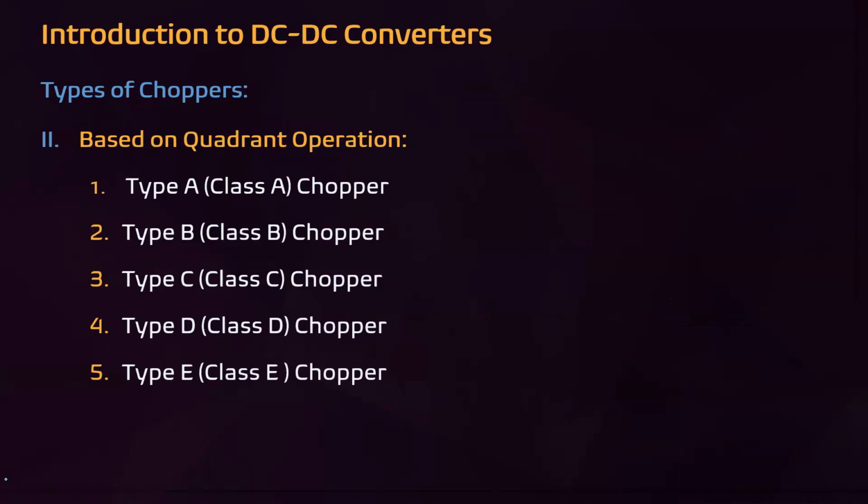Next, based on the quadrant operation, the choppers are classified. This is the second classification of choppers: Type A chopper, in some textbooks called class A. Type or class, both are the same. Type B chopper or class B chopper, Type C chopper or class C chopper, Type D chopper or class D chopper, Type E chopper or class E chopper.